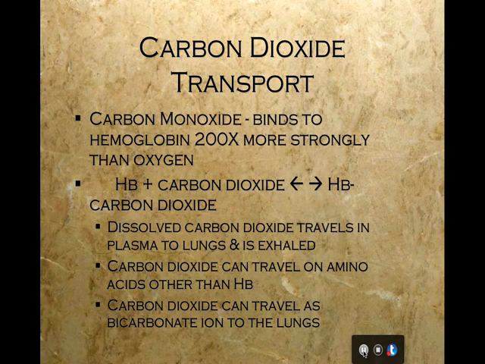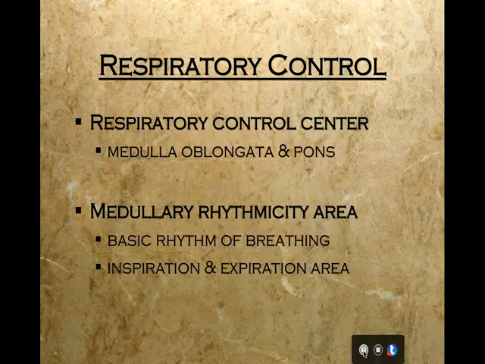Carbon dioxide is normally produced from metabolism and is much less reactive in the body, allowing it to be transported in a variety of ways. It can also be transported on hemoglobin like oxygen. It can travel as dissolved carbon dioxide in the plasma until it reaches the lungs to be exhaled, and it can also travel bound to other amino acids in the blood or as the bicarbonate ion until it reaches the lungs.